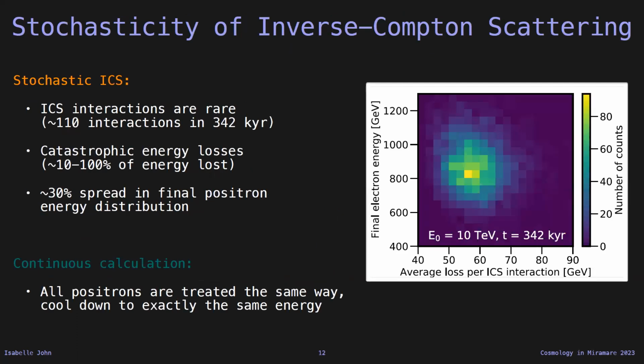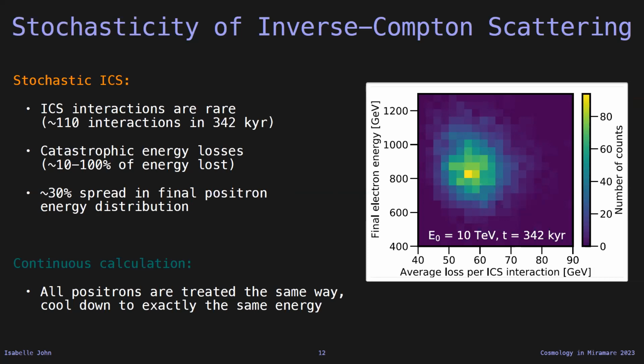Now, here are some results. In this plot, I'm showing electrons that were all injected at the same energy, 10 TeV, and cooled for the same amount of time, 342,000 years, which is a typical pulsar age. You can see on the x-axis, we have the average energy that's lost per inverse Compton scattering interaction for each electron. And you can see there's a large spread of average losses. And then on the y-axis, we have the final electron energy after this amount of time. And you can also see that there's about a 30% spread. So we get this distribution of final energies.